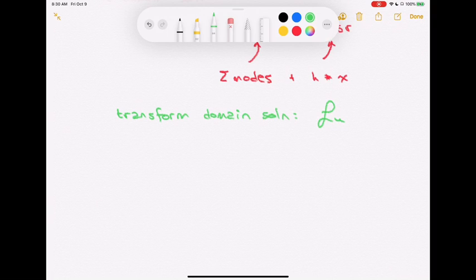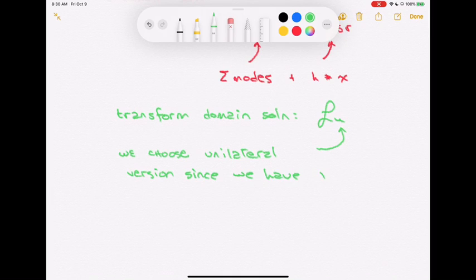So I might just put a little arrow here to that unilateral part, and note that in this particular case we choose the unilateral version, since we have initial conditions that we want to incorporate.